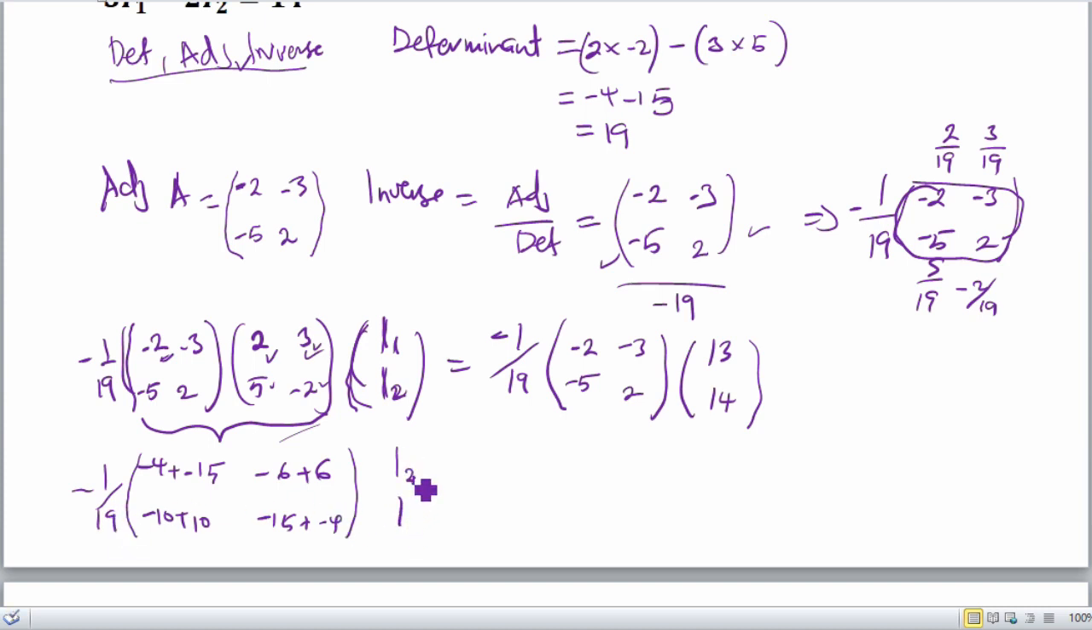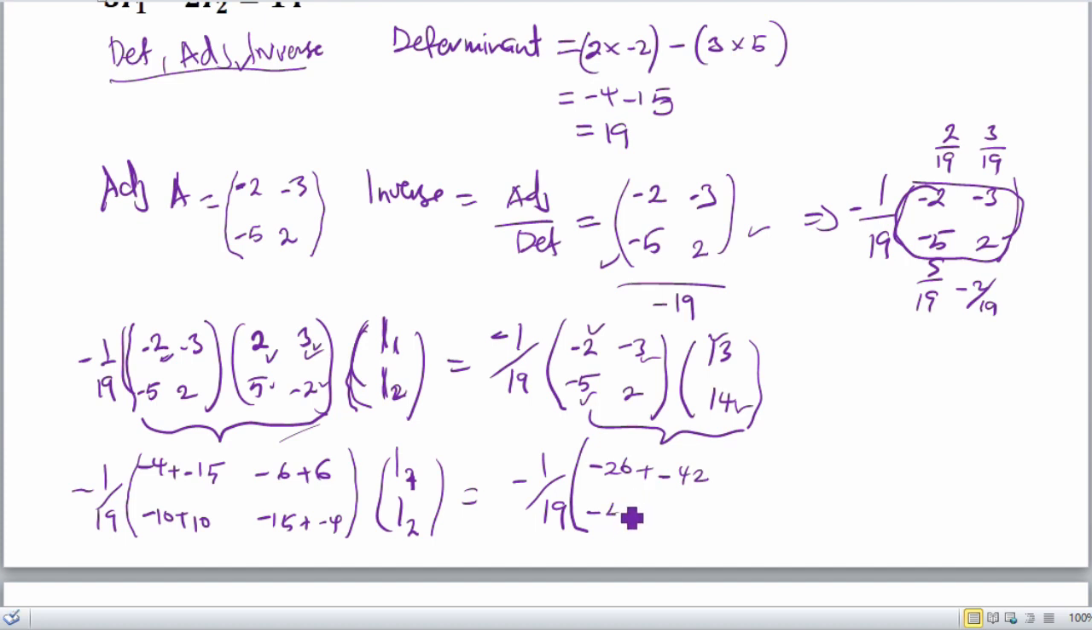This one multiplied by I1, I2 equals negative 1 over 19 into, let's multiply again on this side, these two matrices. Negative 2 times 13, that is negative 26, add negative 3 times 14, which is negative 42. Negative 5 times 13 again, that is negative 65. And then add 2 times 14, which is 28. Okay.